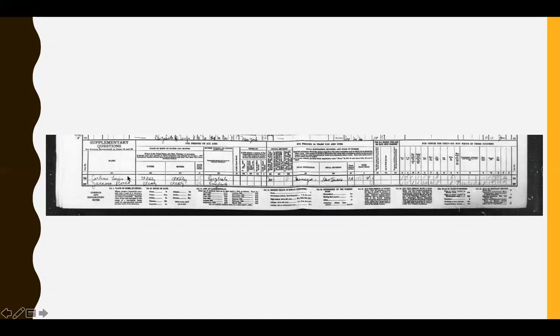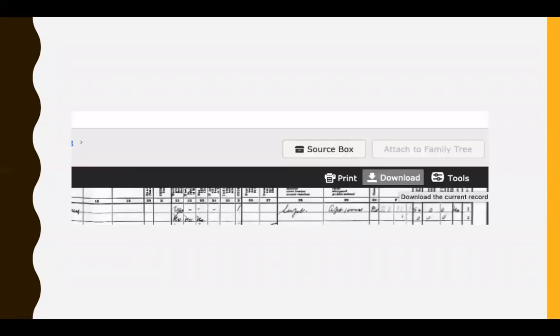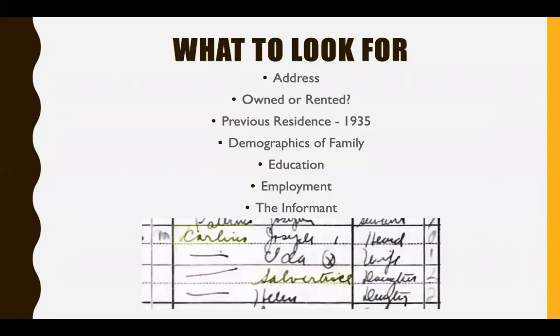Once you have found the individual you are researching, it's easy to download a copy of the page by clicking here on this icon. Without going into too much personal detail about my own family and Ida's life, here are some things you can and should use the 1940 census to learn. Look for information about their address, whether they owned or rented their property, where they resided in 1935, the demographics of the individual, such as race, sex, and age, how much education they had received, whether they were employed, and what their current occupation was.